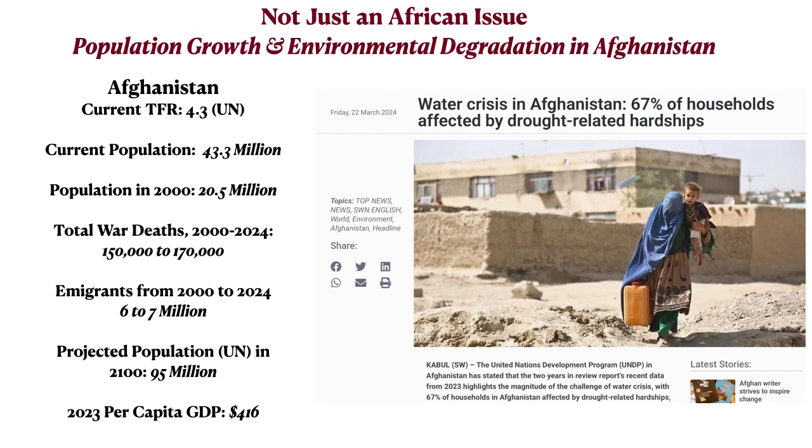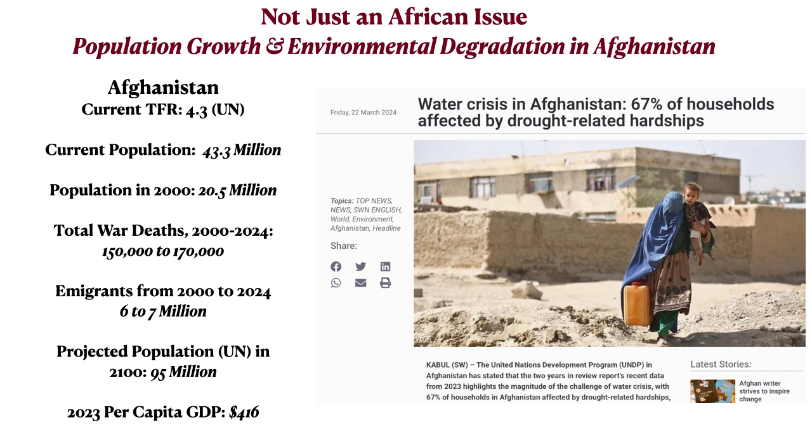In the intermediate period between those two numbers was a period of almost constant war in Afghanistan with some 150,000 or 170,000 war deaths. That doesn't really do much to change population, though, because it's mostly young men dying, and with high fertility, they're quickly replaced. Also, Afghanistan saw a huge flow of emigrants in this period, some 6 to 7 million people. So without that, its population today would be much greater than it is. And it's projected by the UN to reach almost 100 million.